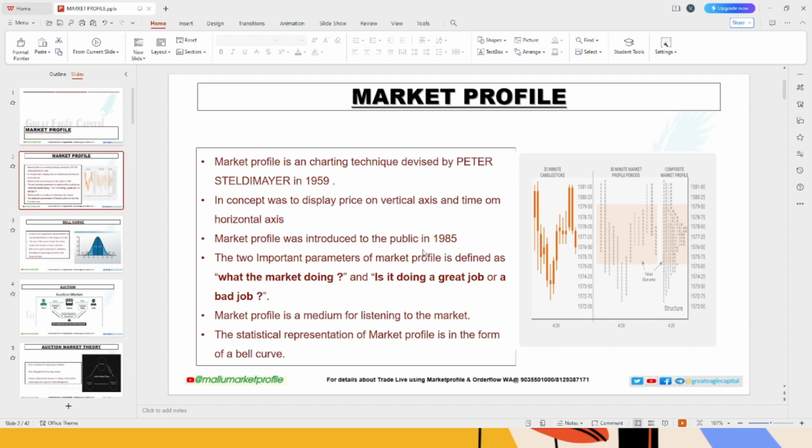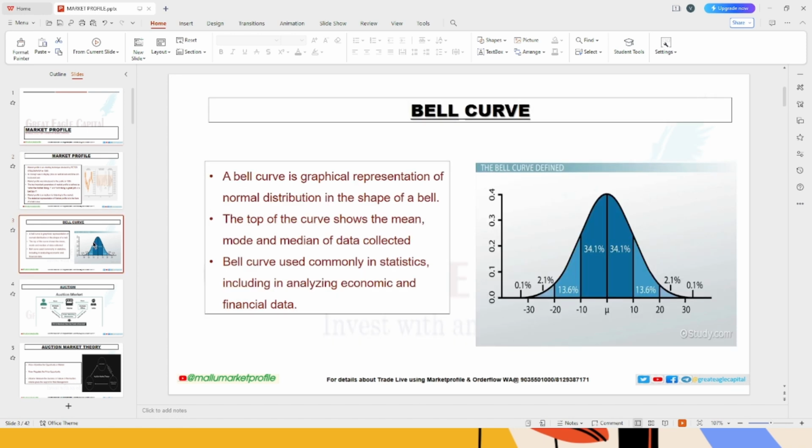Clear? A market profile is a statistical representation of a bell curve. You know the bell curve. I'm going to the second slide. The bell curve means a graphical representation of a normal distribution in the shape of a bell.